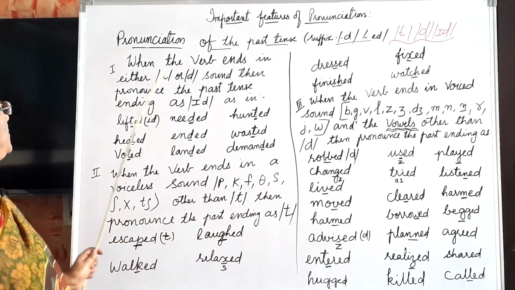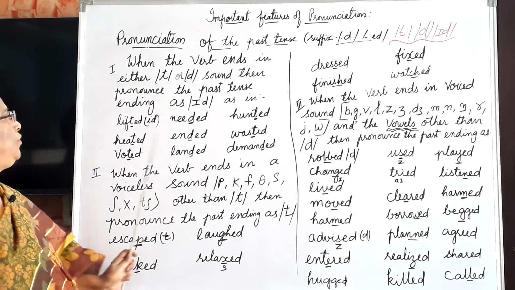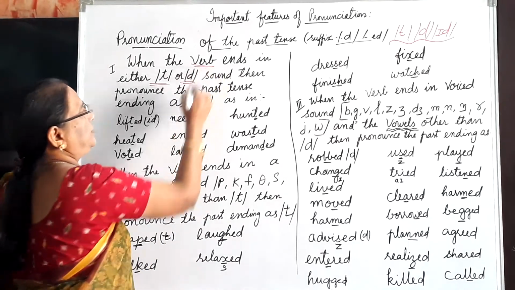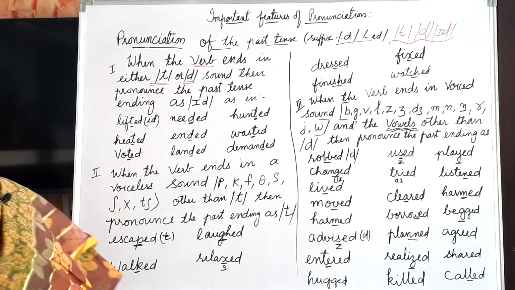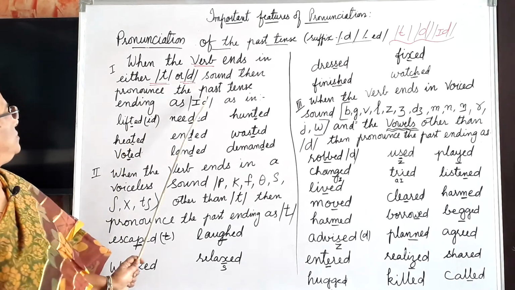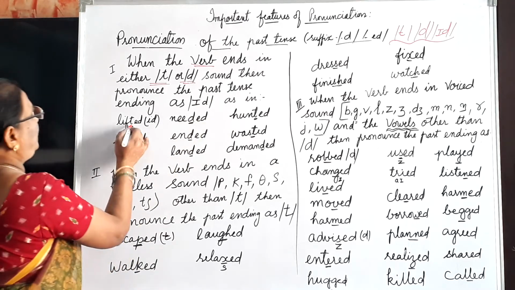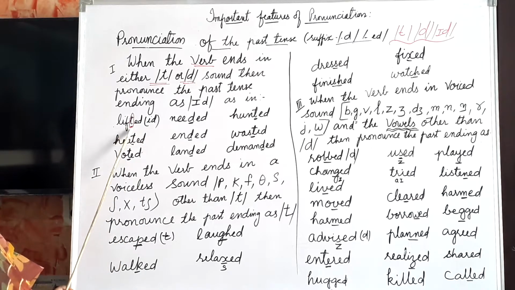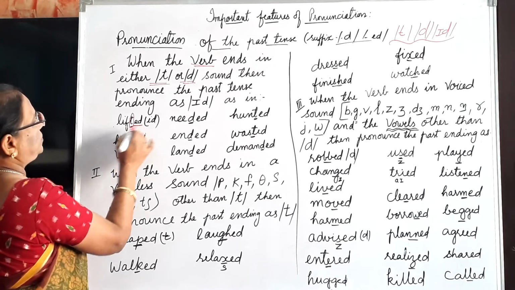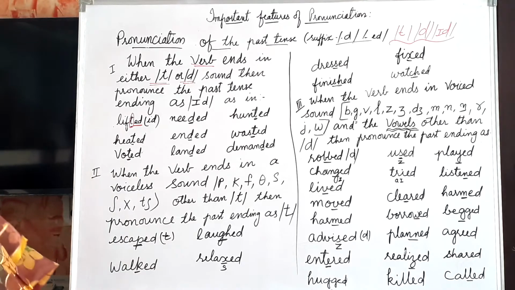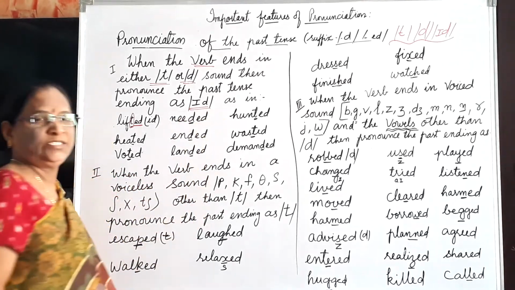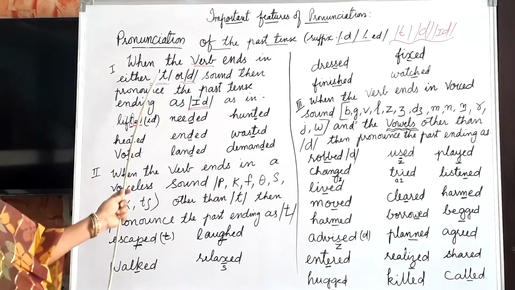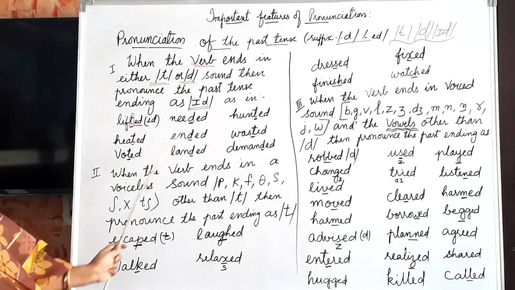Now the first one is when the verb ends in either T or D. Did you understand? When the V1 ends in T or D sound, then the past tense should be pronounced as id, as in lift. For example, lift, L-I-F-T. The letter L-I-F-T ends with T. So now ed is added, and this ed is pronounced as lifted. So id is pronounced in the last when V1 ends with T or D.